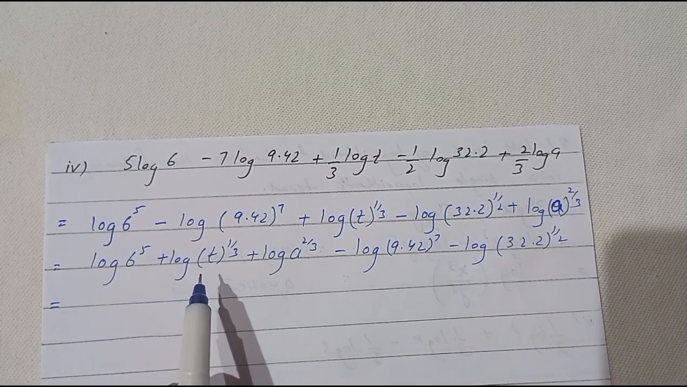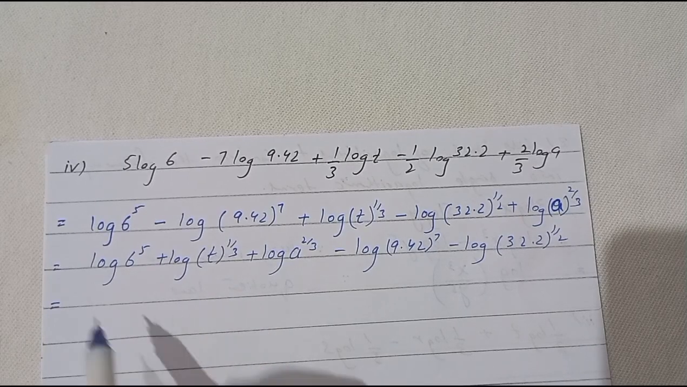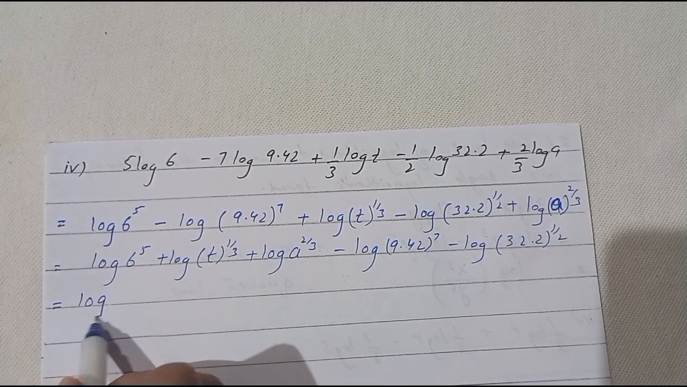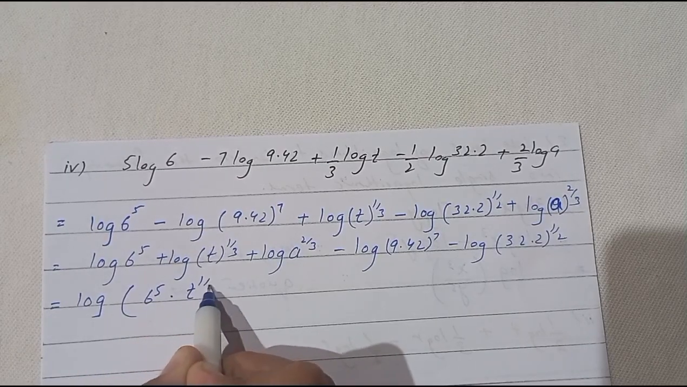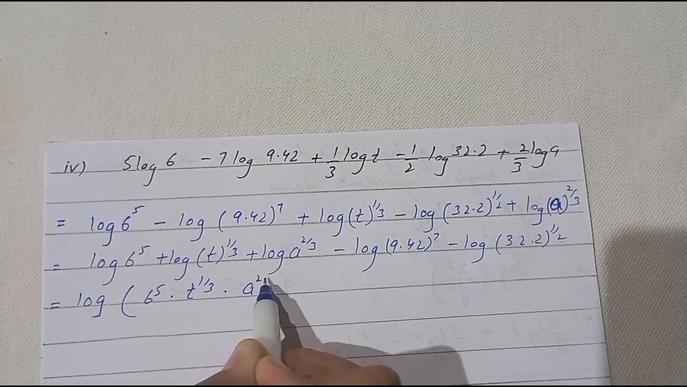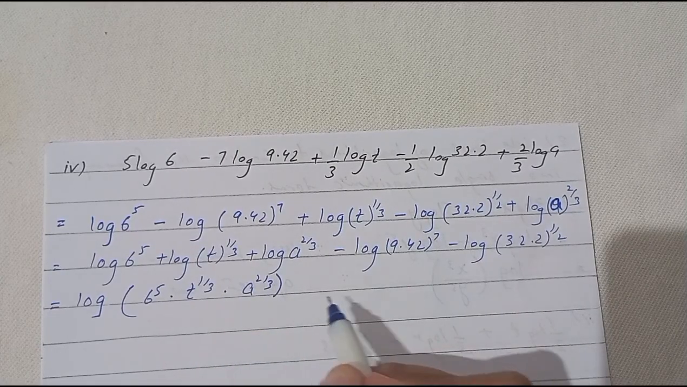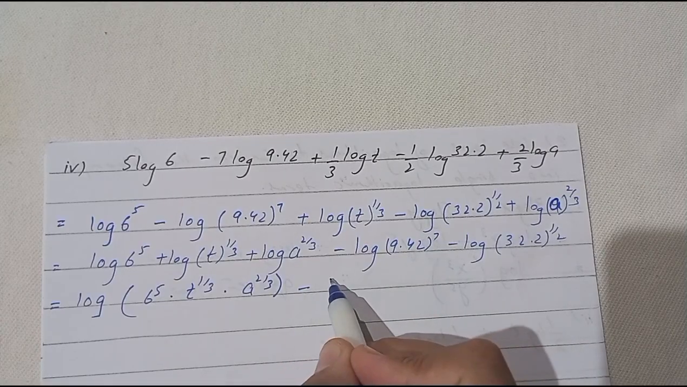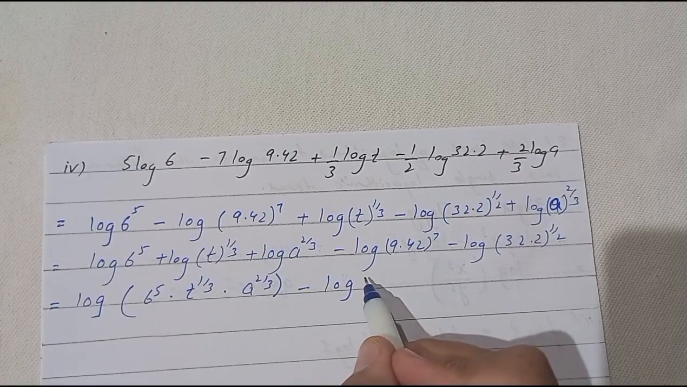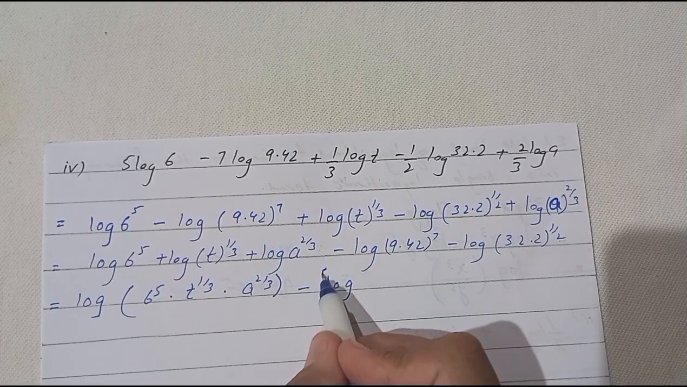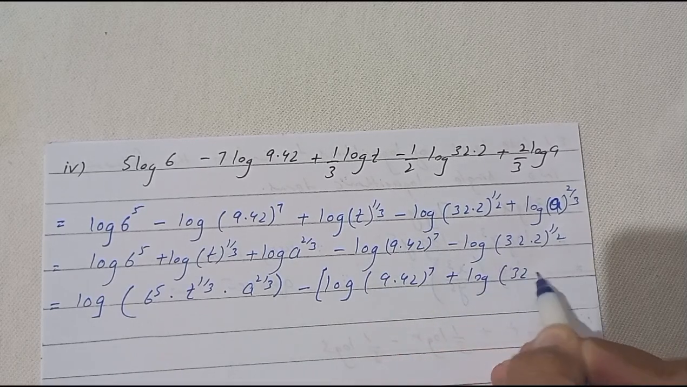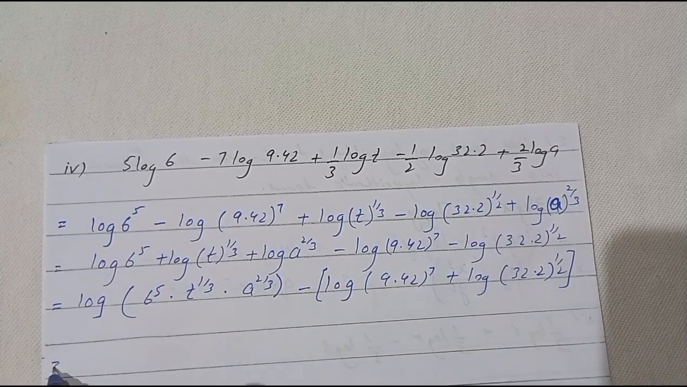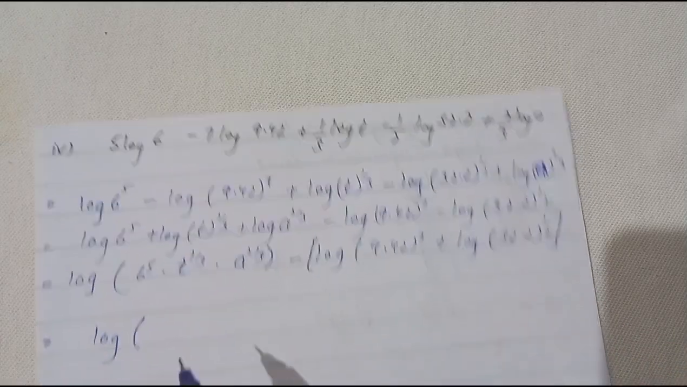So apply the product law on the first three terms as they are added together. Write them as a single log with the product of these terms: log of bracket 6 power 5 multiply t power 1 by 3 multiply a power 2 by 3, minus log. Taking minus common, this is log of 9.42 power 7 plus log of 32.2 power 1 by 2.